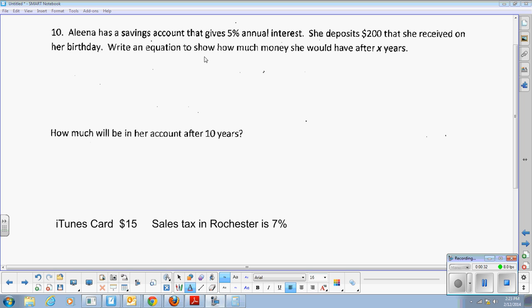What a bank does when they pay you interest, they always advertise it as a percentage. They don't actually use 5% there. What they use is a decimal number to do their calculating. So let's take a look at an example of something that you might be a little bit more familiar with.